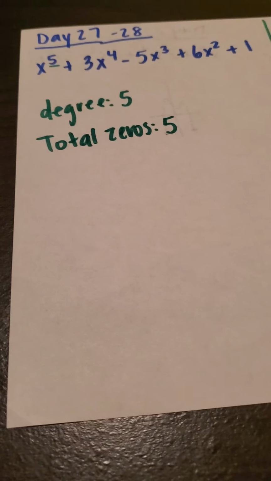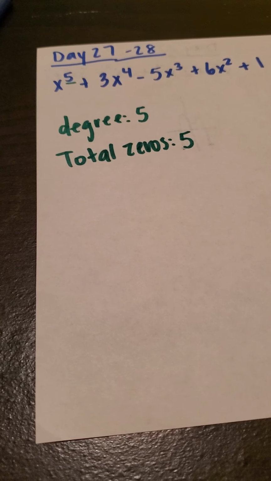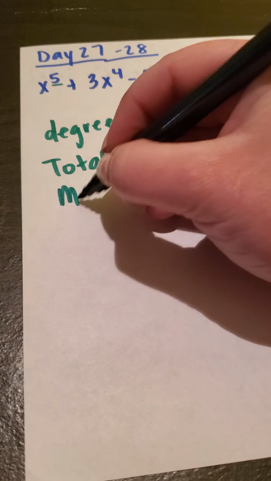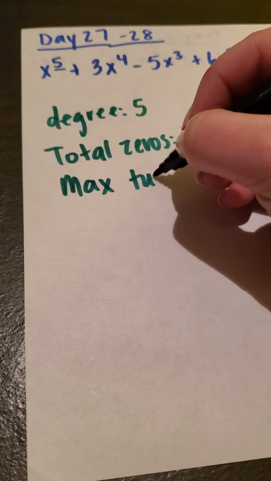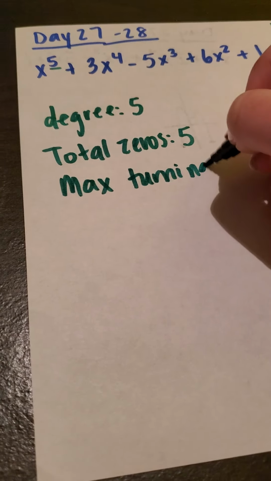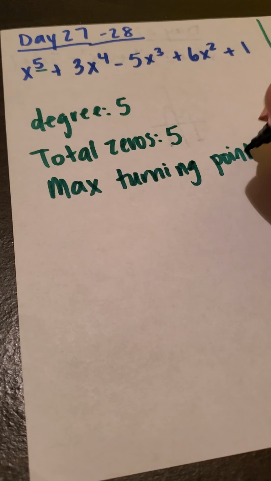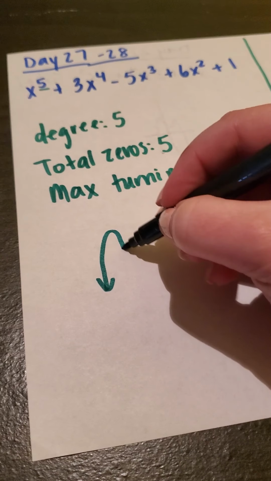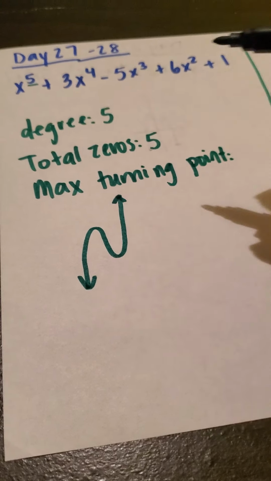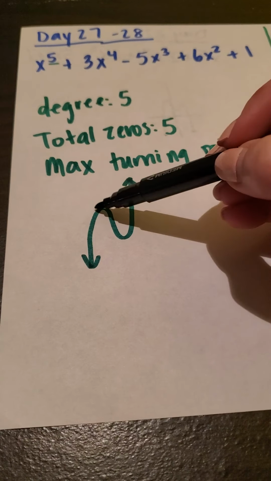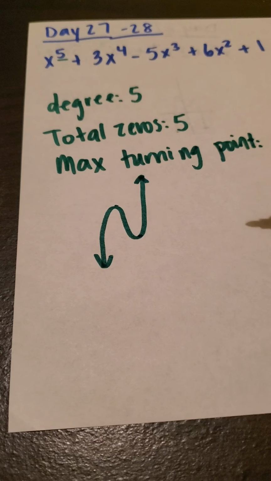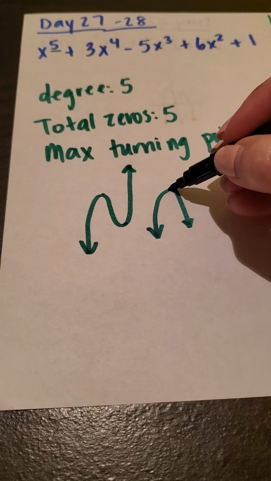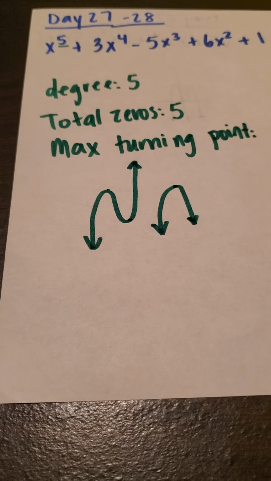All right, the last thing it's asking for on days 27 and 28 is the maximum number of turning points. A turning point, and it does tell you there on your paper, is when your graph is changing directions. So this graph actually has 1, 2 turning points. This graph has just 1 turning point.